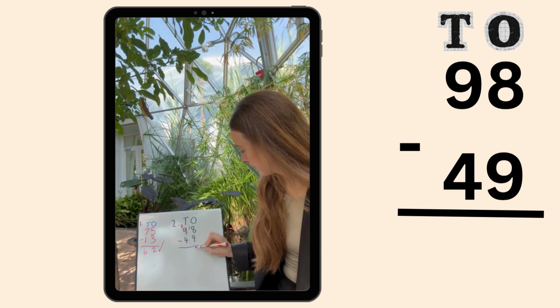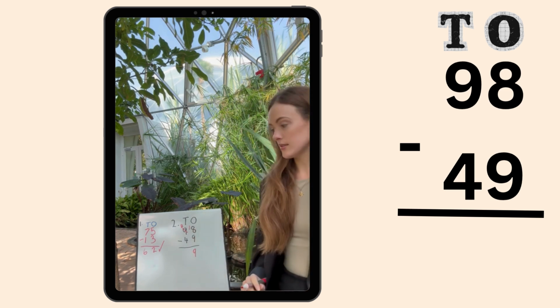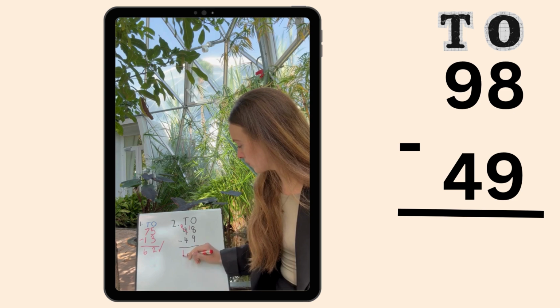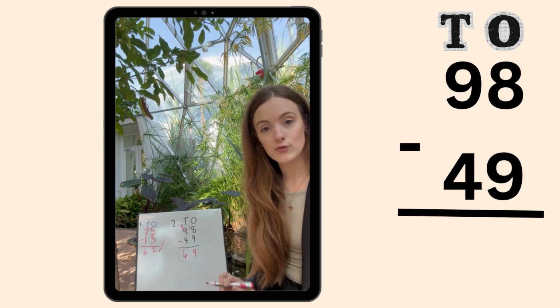9 ones. 8 take away 4 is 4. So your answer is 49.